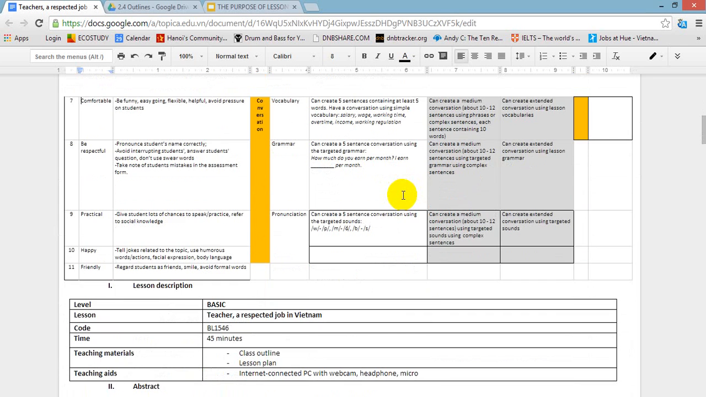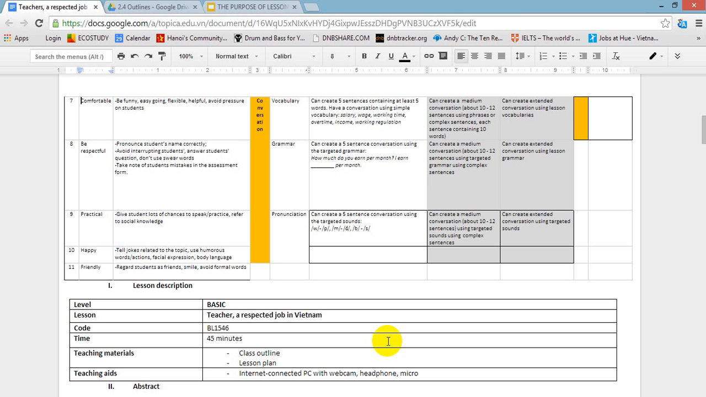And the last part, the conversation. So the basic students will need to try and have a conversation using at least 5 sentences, and quite short sentences with at least 5 words in the sentence, and trying to use all or some of the vocabulary that they've learnt in the lesson.